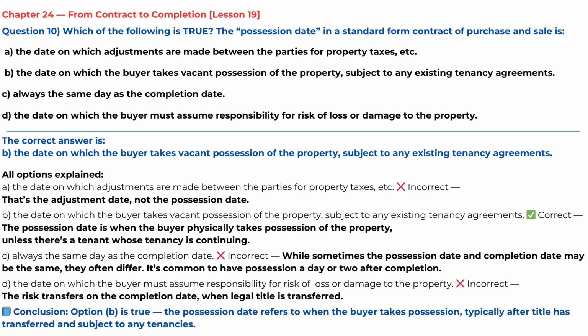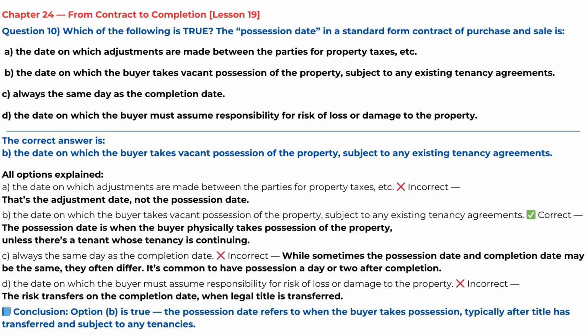Question 10. Which of the following is true? The possession date in a standard form contract of purchase and sale is. The correct answer is B. The date on which the buyer takes vacant possession of the property, subject to any existing tenancy agreements. All options explained. A. The date on which adjustments are made between the parties for property taxes, etc. Incorrect. That's the adjustment date, not the possession date.